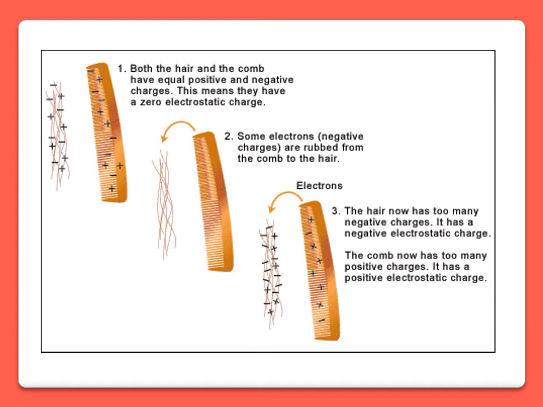Let me explain this activity in detail to you. See, here you can see this is the comb and these are the hairs. Okay, both the hair and the comb have equal positive and negative charges. You can see in the comb also positive charge is there, and negative charge is also there. And in your hair, positive and negative, both the charges are there. Both are having equal positive and negative charge, so that is why they are neutral. They do not have any charge on them.